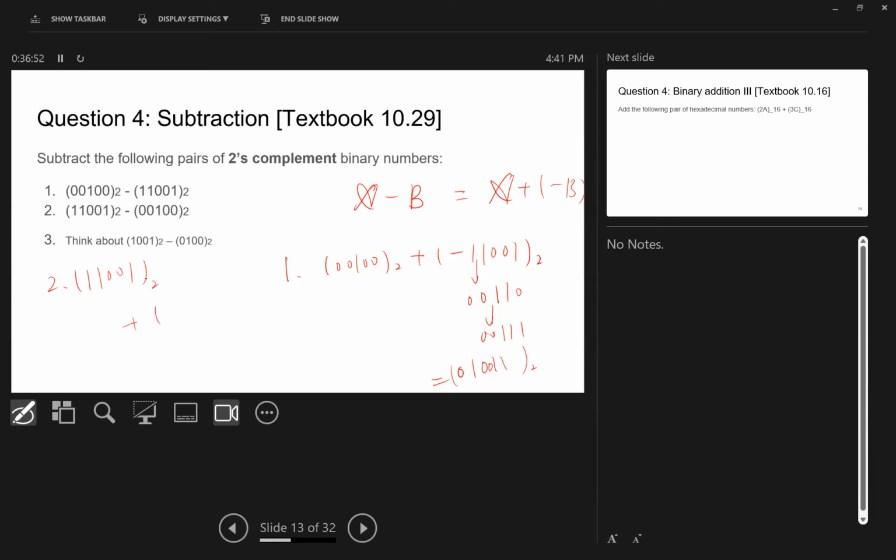And we are going to flip the 0. We are going to negate this, 0, 0, 1, 0, 0. And the negation result should be 1, 1, 1, 0, 0.